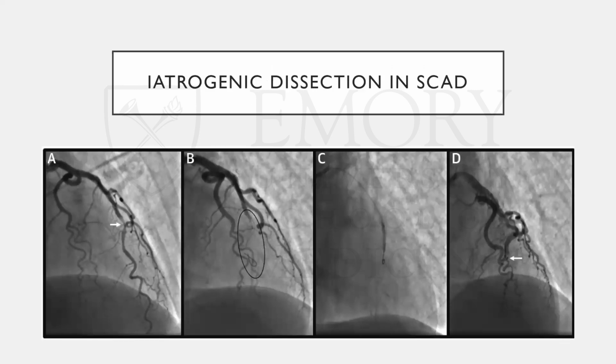Here, this is iatrogenic dissection. Image A shows coronary angiography of SCAD in the mid-LAD, with normal distal flow. Then in figure B, the wire is advanced and there's loss of distal flow. And in image C, when they deploy the balloon to the false lumen, you see propagation of the dissection, further leading to loss of distal blood flow.